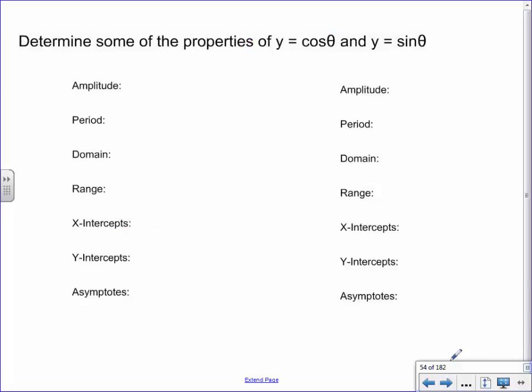Okay, I need to talk about some properties of these graphs. And so we can use just the one we made in front of us to talk about properties here. So, okay, you guys learned about amplitude before in physics. Do you remember what it is? What does amplitude mean?